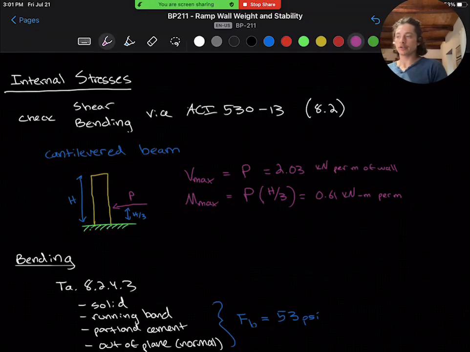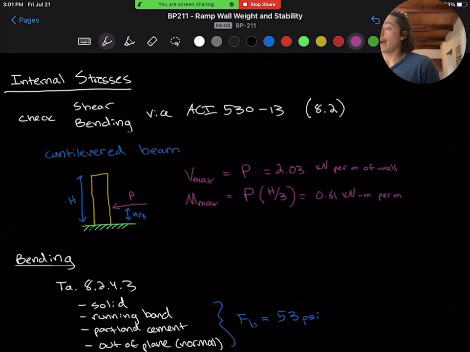To check our internal stresses for adequate capacity, we will once again turn to ACI 530-13, Chapter 8.2 for the allowable stress design of unreinforced masonry. This time, we only need to check shear and bending because there is no axial force. So to start, we can model our piece of wall as a cantilevered beam, which I've drawn here.